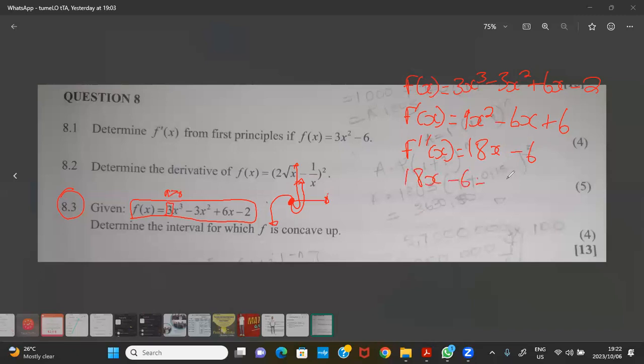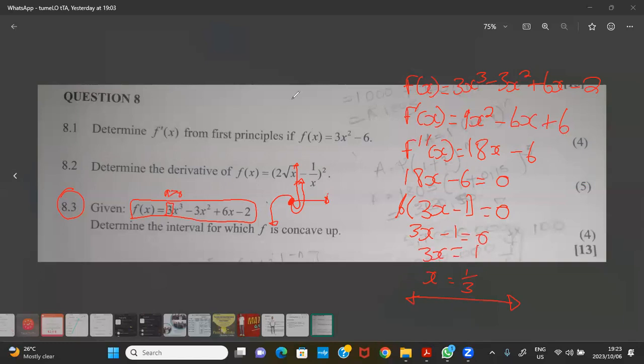18x minus 6 is equal to 0. From here, I'm going to solve for x. I see a common factor of 6, so I take it out and it will be 3x minus 1 equals 0. The 6 falls away. Then 3x equals 1. Divide both sides by 3. That's 1 over 3. So here's my point of inflection.